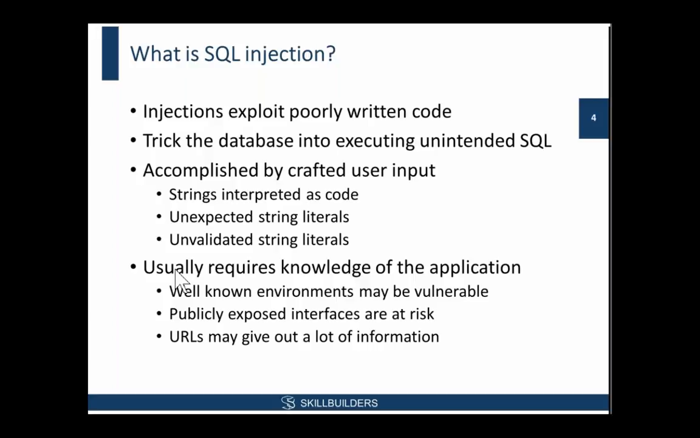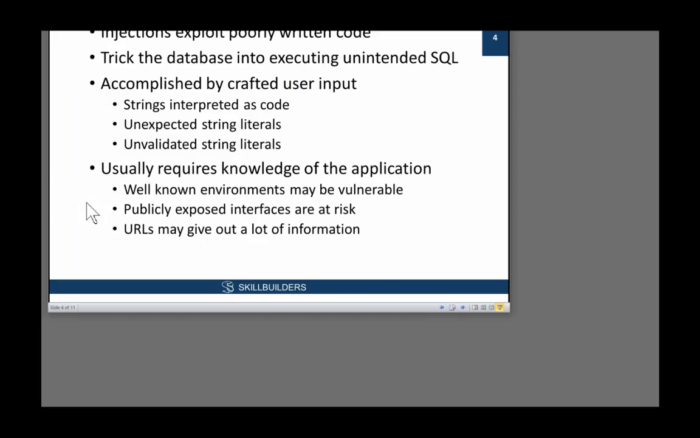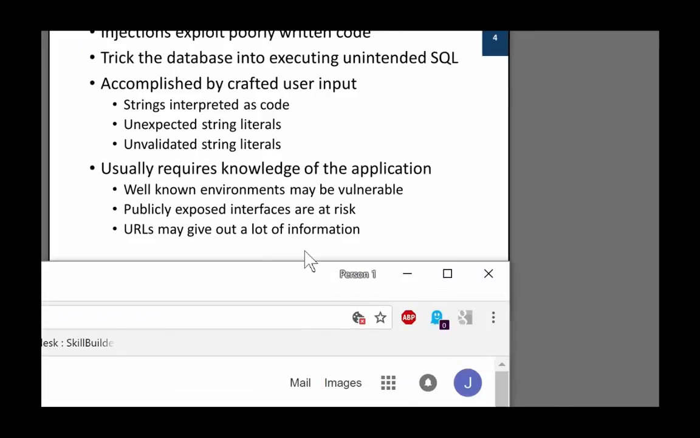If any of your internet facing applications are based on, say, the EBS self-service apps that are open to the internet, well, the source code behind them, anyone can look it up. So it's often surprisingly easy to get knowledge of the code behind your application. Any well-known environment may be vulnerable if the code has weaknesses. Even something as simple as URLs.